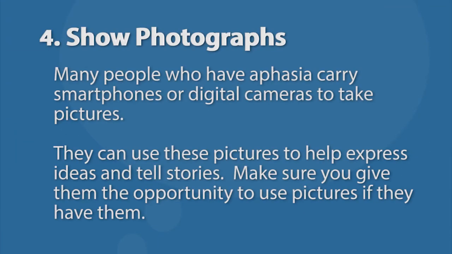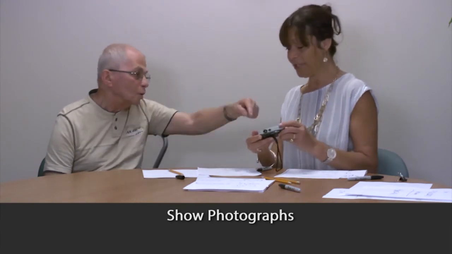Number 4. Show photographs. Many people who have aphasia carry smartphones and take pictures. They can use these pictures to help express ideas and tell stories. Make sure you give them the opportunity to use the pictures if they have them. Right. Your paintings, of course. A new one. Yeah, a new one.